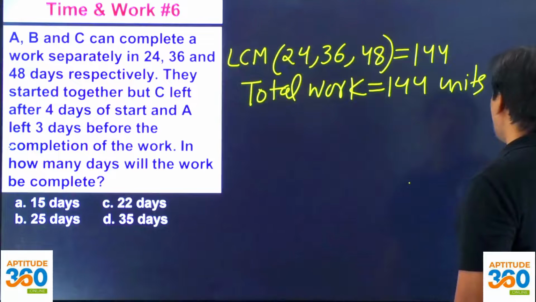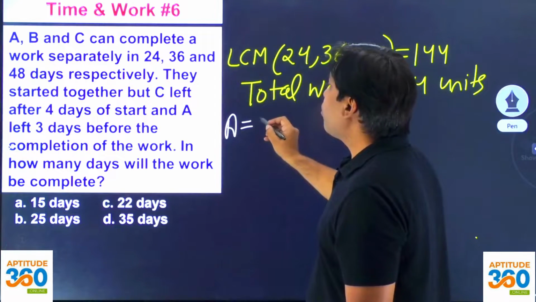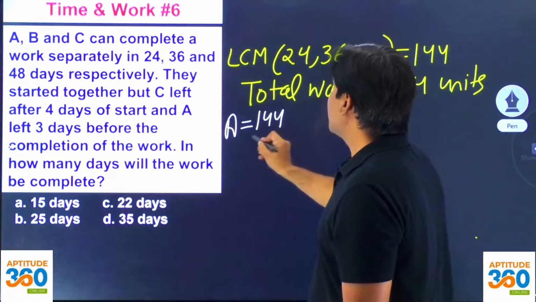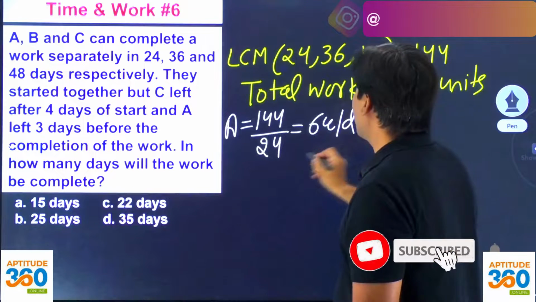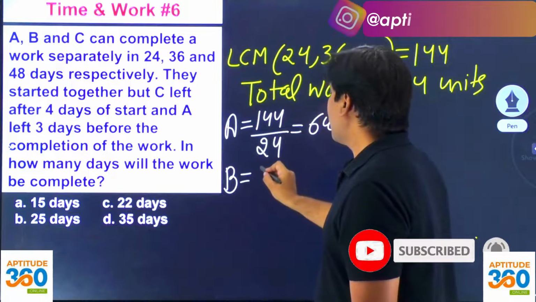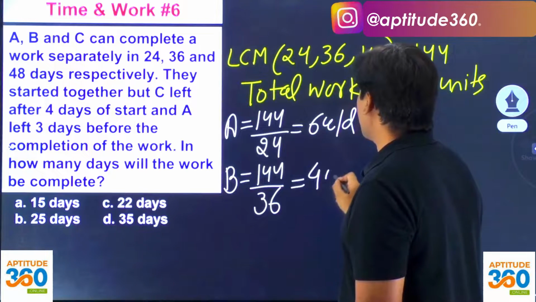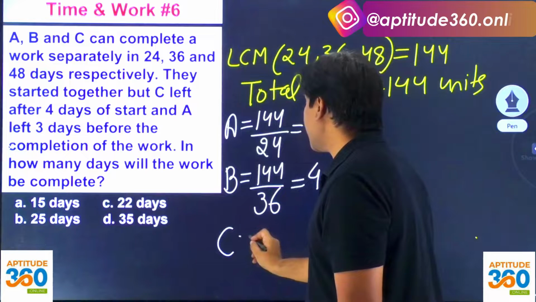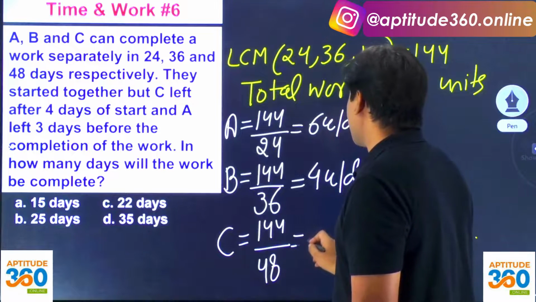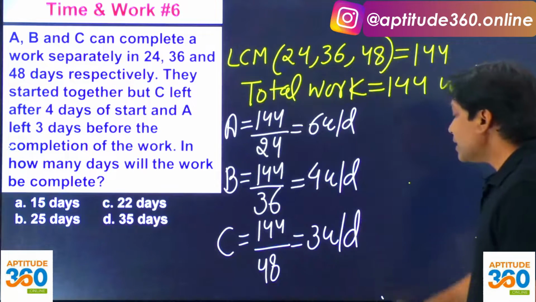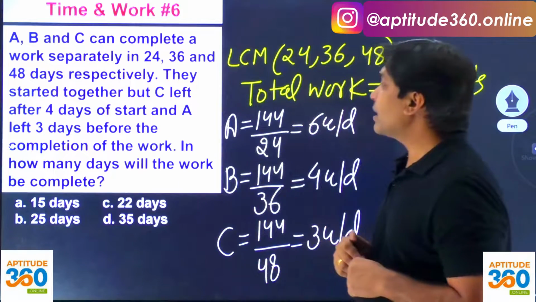And we can also find out how much A is doing, how much B is doing, and how much C is doing. So A does how much? 144 divided by 24, which is what? 6 units a day. How about B? 144 divided by 36, which is 4 units a day. Similarly for C, it is 144 divided by 48, and that is coming out as 3 units a day. इतना तो एलसीएम मेथड में हम हमेशा करते ही हैं. उसके बाद प्रॉब्लम पढ़ते हैं. अब हो क्या रहा है?